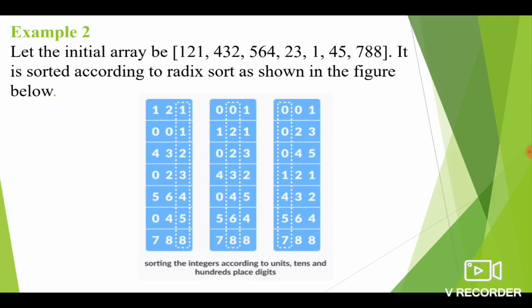Okay, so the first diagram shows the unsorted numbers arranged based on the least significant digit. The middle diagram shows that the numbers are arranged based on the tens place. The third diagram shows that the numbers are arranged based on the hundreds place. Okay, so like that, using radix sort, the elements are sorted. Thank you all.